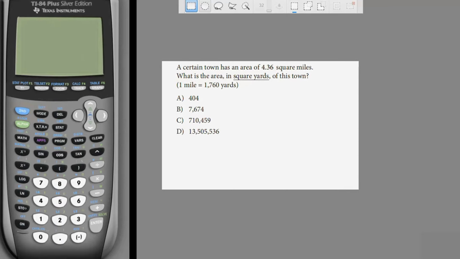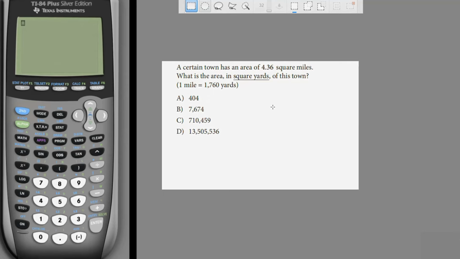In this video, we are going to learn how to solve this start mass question. Alright, so the question is under arithmetic and conversion. So let's look at it. It says a certain town has an area of 4.36 square miles. What is the area in square yards of this town? Where 1 mile equals 1760 yards.